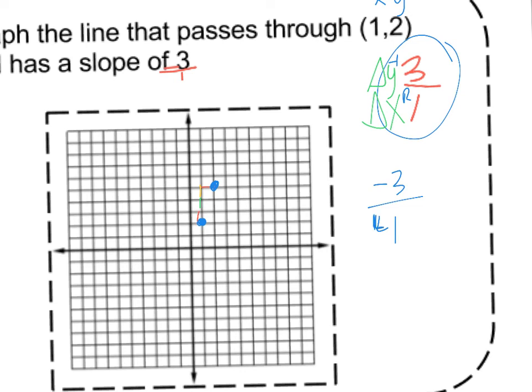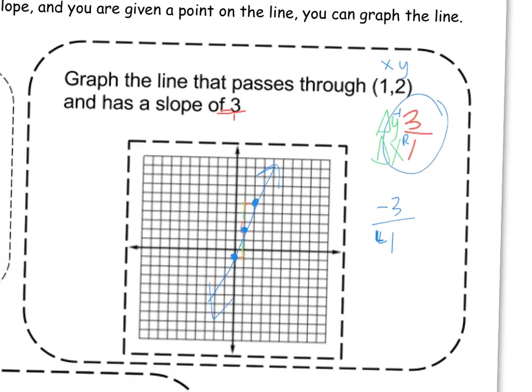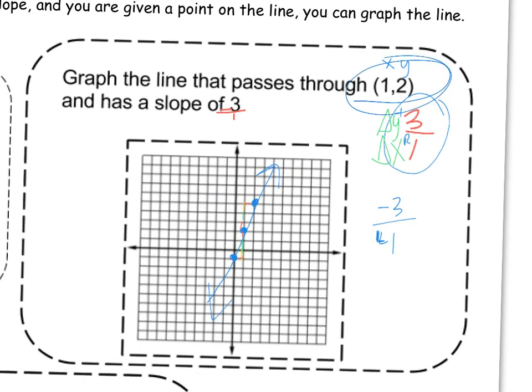So let's go down 3, 1, 2, 3, and we'll go to the left 1. So this is our third point. And so this is great because it makes a perfect line. So we can draw a line right through these 3 points, and that is the line of the graph that goes through point 1, 2 and has a slope of 3.